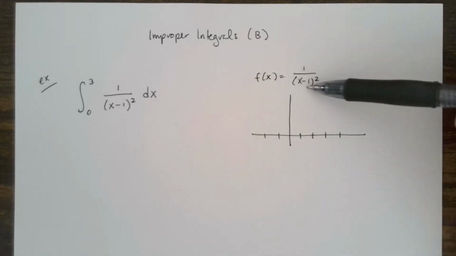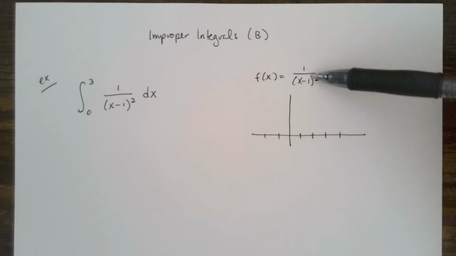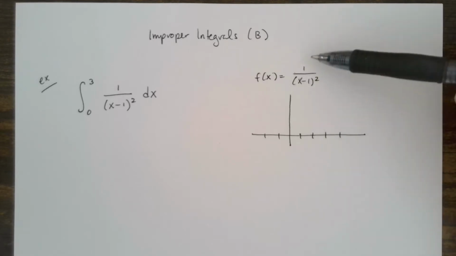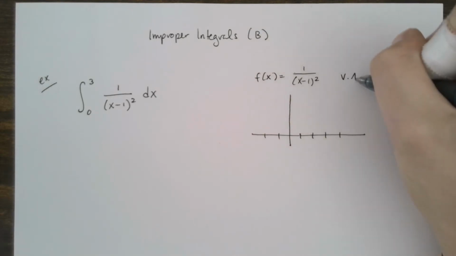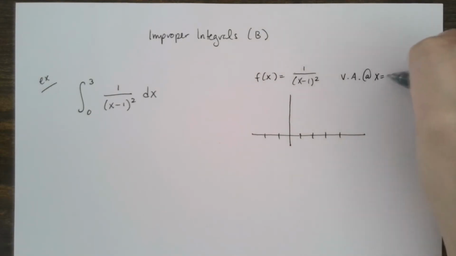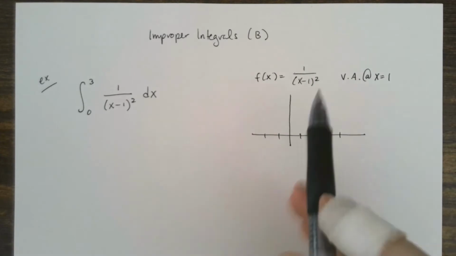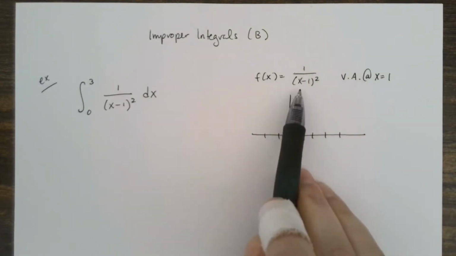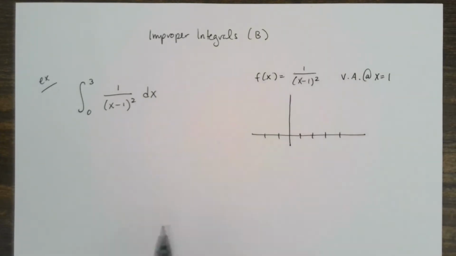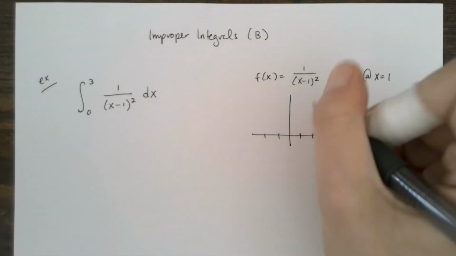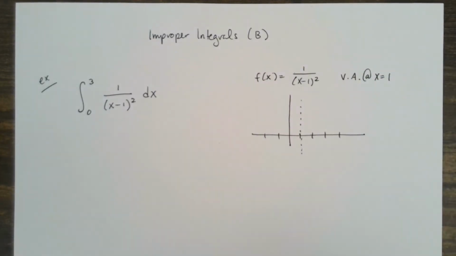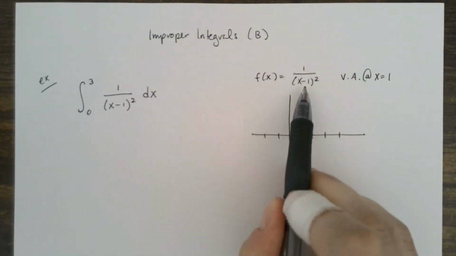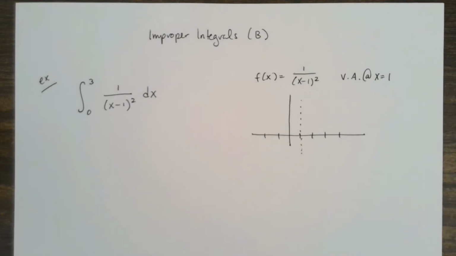I can tell that I cannot plug 1 in. 1 is the only thing not in the domain of this function. There's no cancellation here, so I have a vertical asymptote at x equals 1. That's because plugging in 1 would make my denominator 0, and there's no cancellation to take away that issue. So I have a vertical asymptote at x equals 1, and I'm going to draw that in here. Because this is 1 over something squared, all of my outputs are always positive.